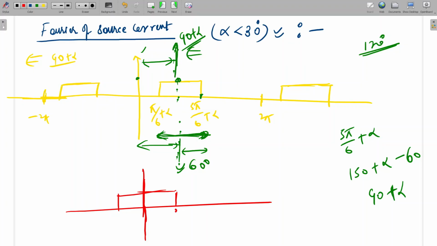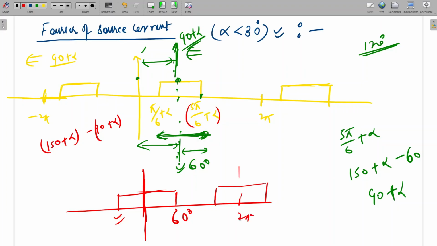So if we do this minus 90 plus alpha, this is 150 plus alpha minus 90 plus alpha. How much? 60 degrees, sir. Okay, so this will be 60 degrees, that is pi by 3, and this will be something, no need to take care. So this will be 2 pi, and this waveform will come at 2 pi.